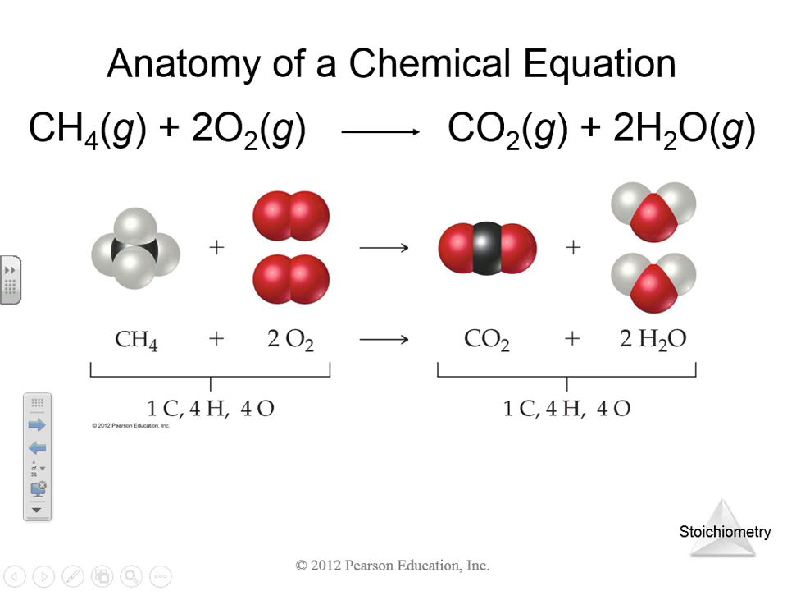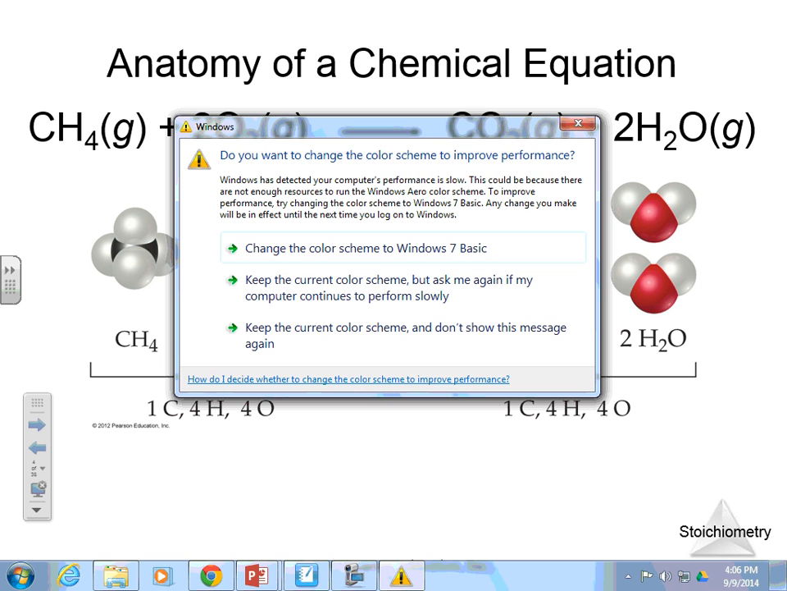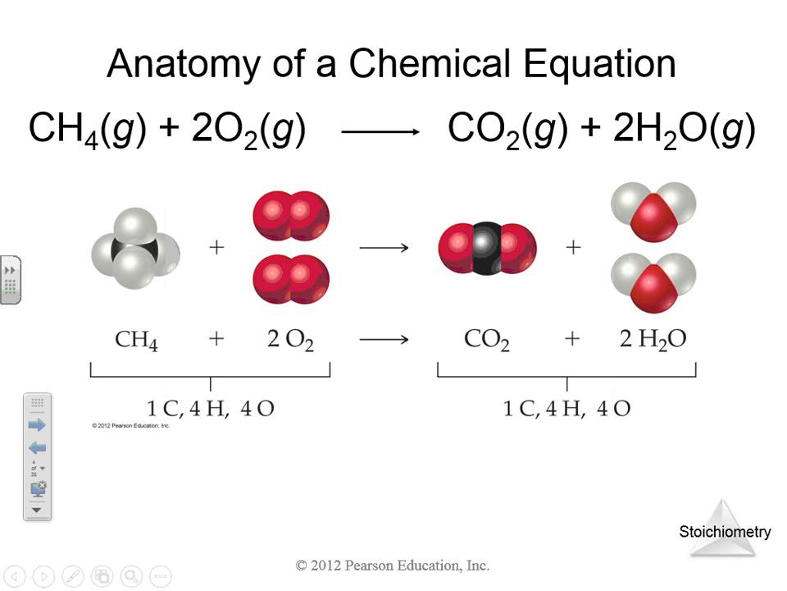water. Now, a couple things about the anatomy of a chemical equation. First things first, remember you have to balance the chemical equation. So in this example, we used a 2 as a coefficient out in front of oxygen and a 2 out in front of water, excuse me, to balance the equation. So we have 1 carbon, 4 hydrogens, 4 oxygens on both sides of the equation.